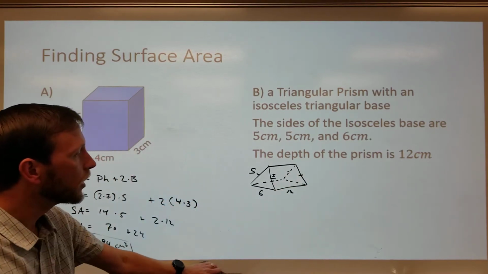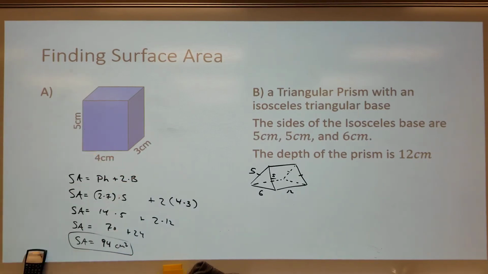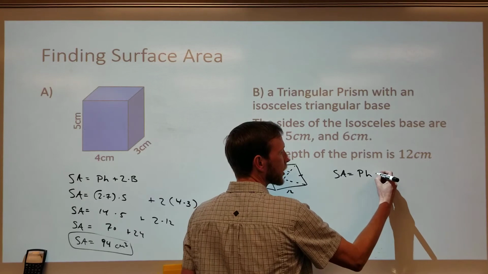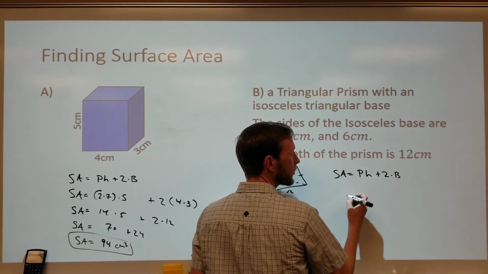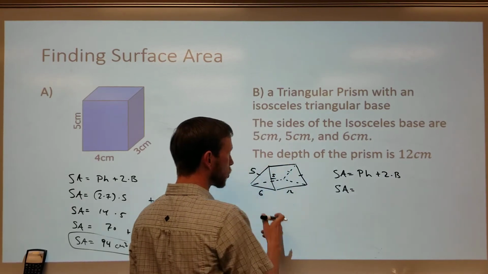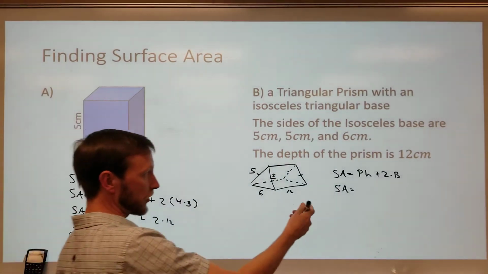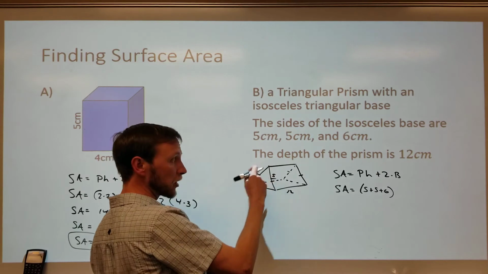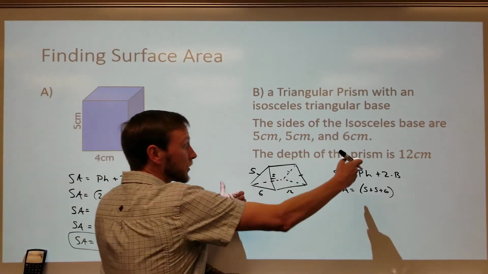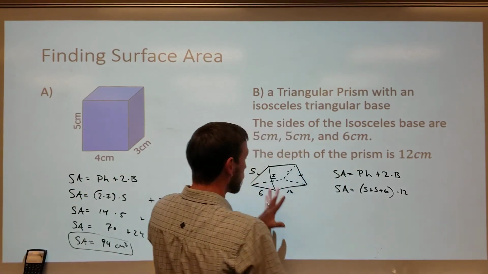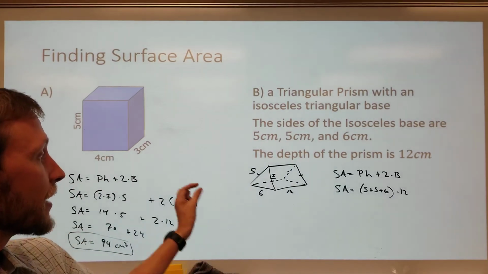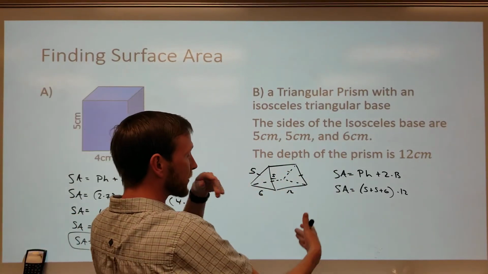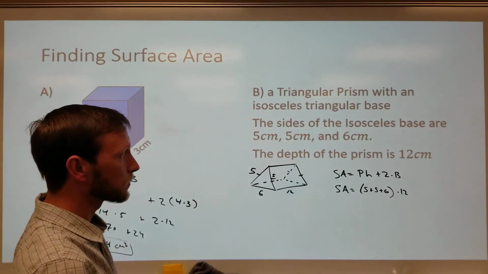All right, so how do we find the surface area? Well, the surface area is found by taking the perimeter of the base times the height plus 2 times the area of the bases. So the perimeter of our triangular base is 5 plus 5 plus 6. That is not a trick question. That's as easy as finding the perimeter of the bases. The height of this prism is 12, all right? It's not how tall the triangle is. It's how tall the prism is. The perpendicular distance between those parallel faces is 12 centimeters.